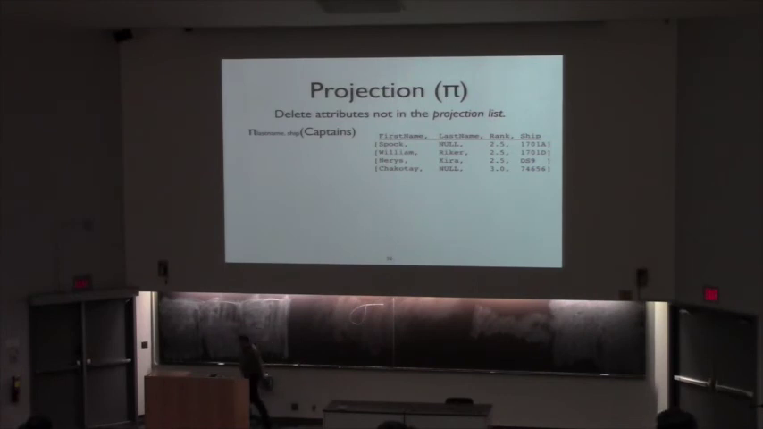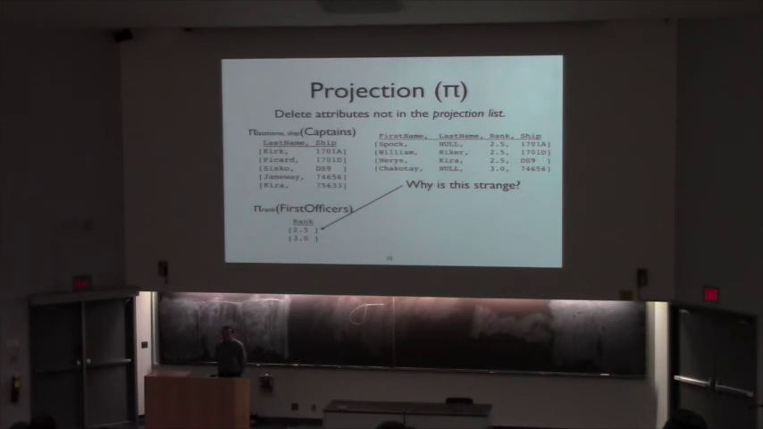All right, so let's quickly go over these operations. Projection, kind of like the target list, is going to project out a set of attributes. Just to recall, this is the captains relation. So if I run a projection on it, I get back the last name and the ship of each of the captains. If I compute the rank of all of the first officers, I get two outputs here, in this case, rank 2.5 and rank 3. Now why is this a little bit weird? Got rid of the duplicates, yes.